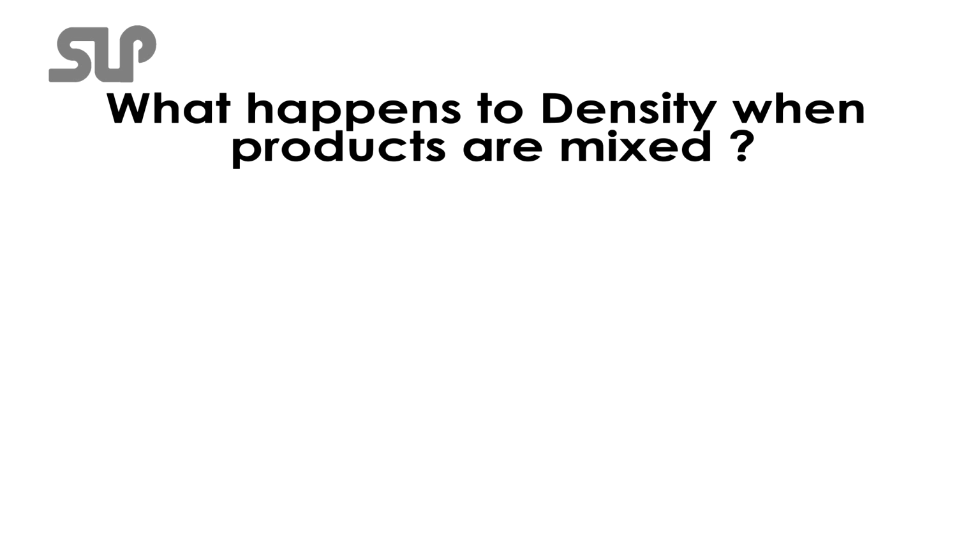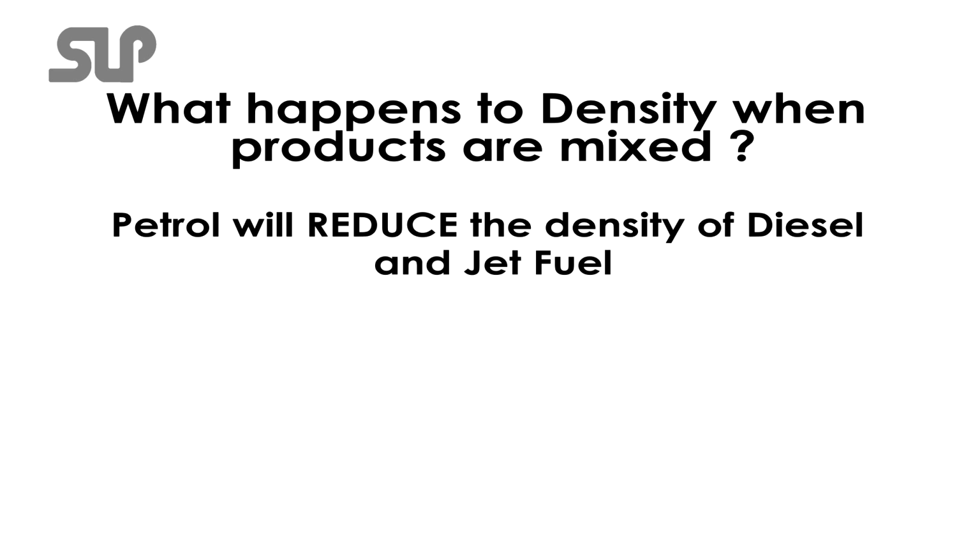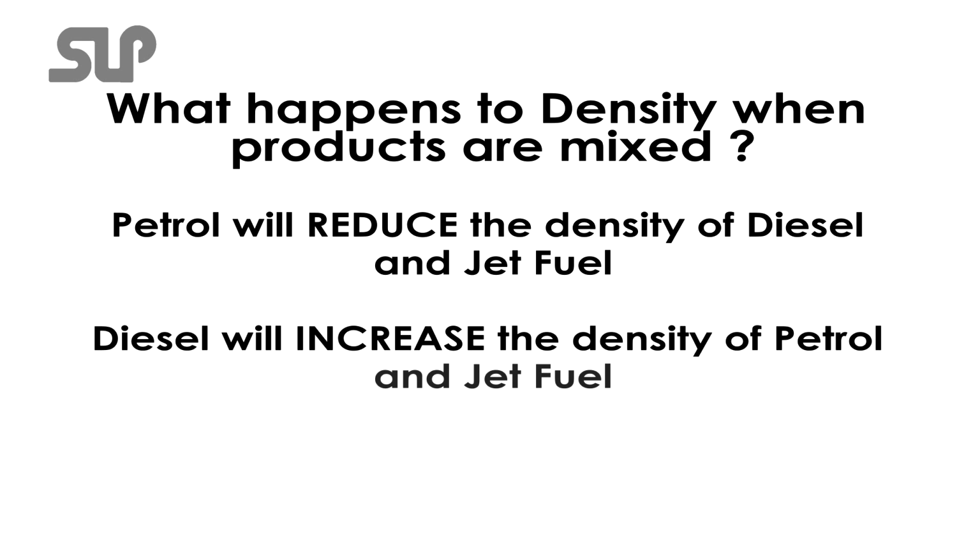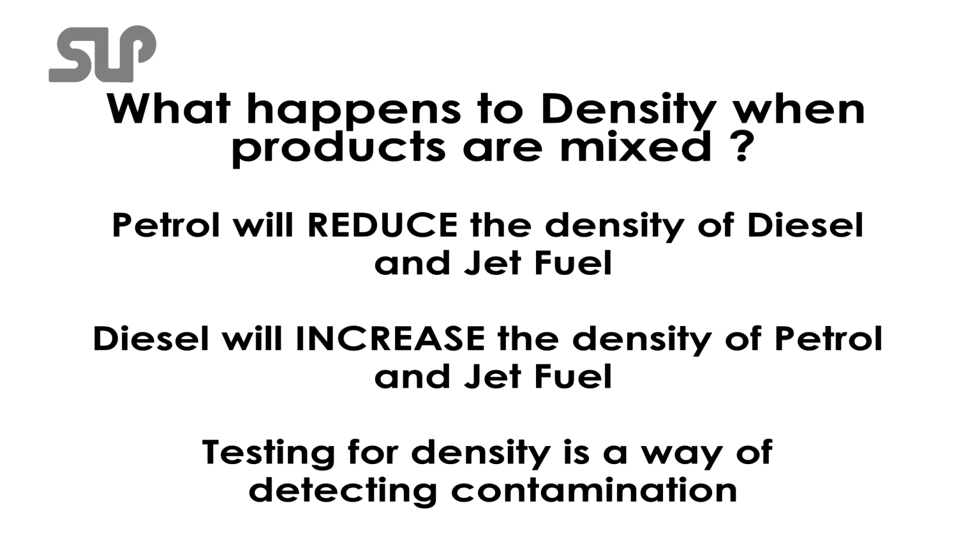Step 2. If your loaded product is contaminated or mixed with another product, then the product density will have changed. For example, if petrol is added to a load of diesel, then the density of the diesel is decreased. On the other hand, if diesel is added to petrol, then the density of the petrol is increased. Testing a product's density is a way to detect whether a product is contaminated.